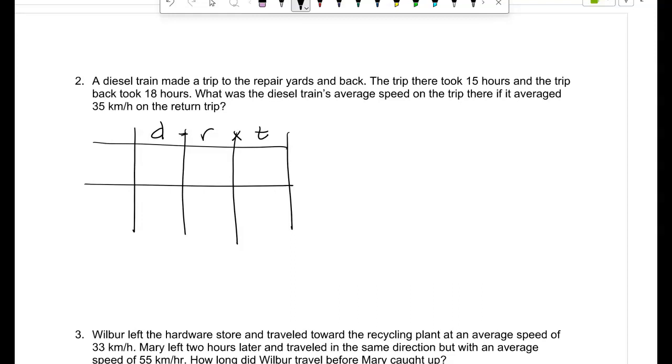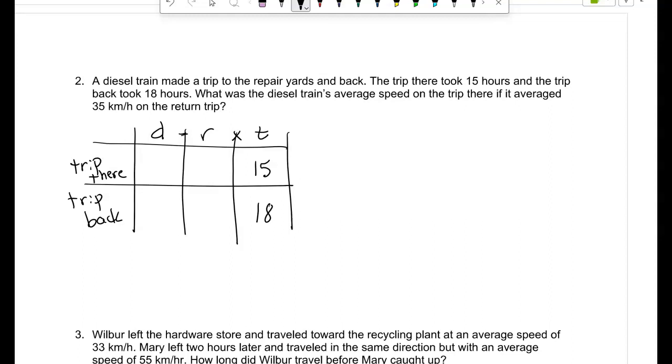Last time was Jack and Jill. So trip there and trip what? Yeah. So we have trip there and trip back. Beautiful. What else do we know? You know the time it took. We know the time it took. Exactly. The trip took how many hours? There. 15 and 18. And the trip back took? 18. Awesome.